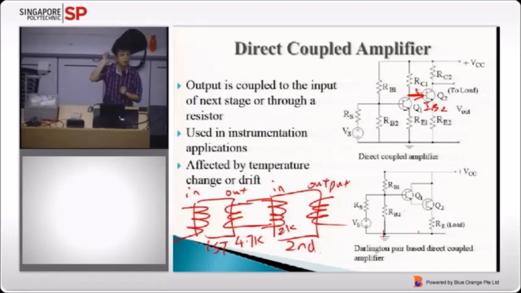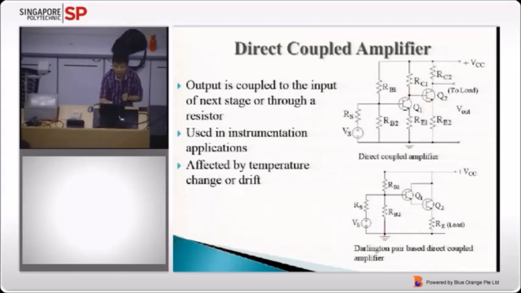Any question on this first before I proceed? Too slow? Too fast? Which part you don't understand? First to second. Okay, now you can identify which is the first stage and which is the second stage. So now this Q1, if I draw it this way, this part here is your first stage. This part here is your second stage.